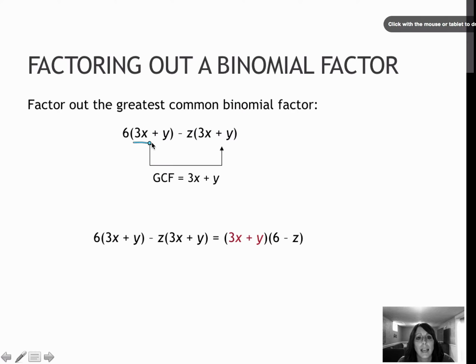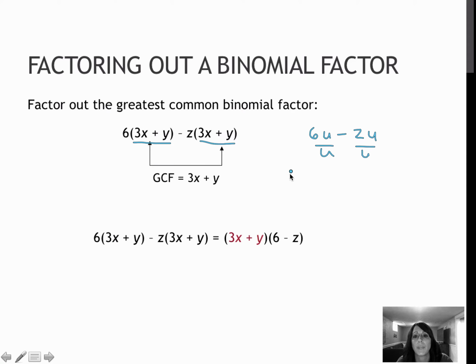6 has a factor of 3x plus y, and z has a factor of 3x plus y. So these two both have a factor of 3x plus y. So think about if this was 6u minus zu. I could factor this by taking a u out of both of them and writing it as u and then 6 minus z. So that's essentially what's happening here, is that I've replaced u with 3x plus y.